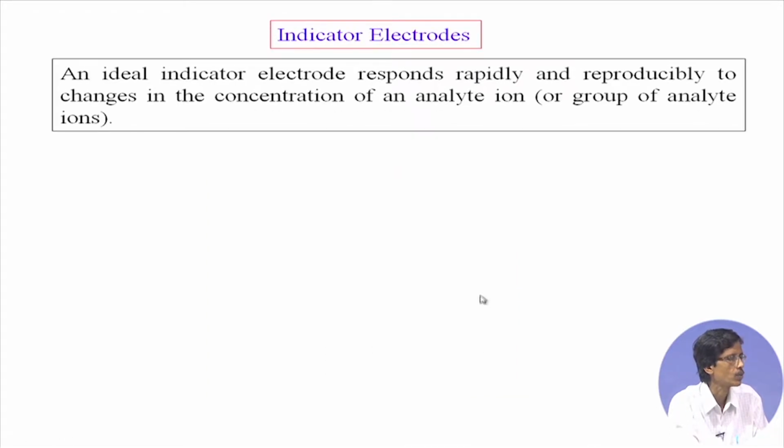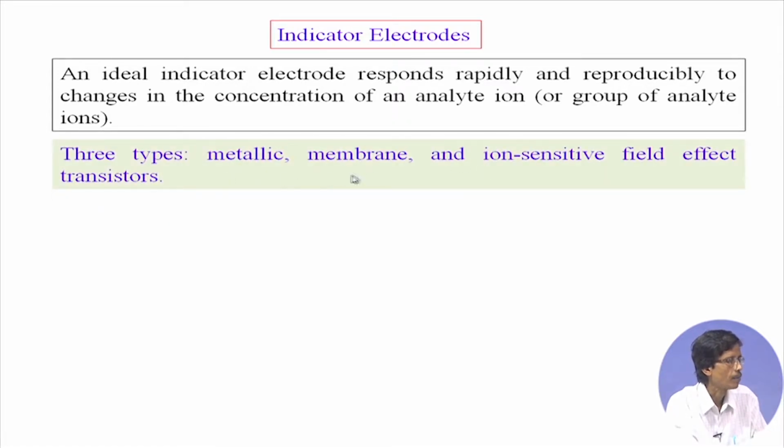So, the indicator electrodes show rapidly reproducible changes with the concentration of the analyte. So, what is the typical definition for that? You can have all these types of things: the metallic, the membrane, and ion selective field effect transistors. So, we can take the help of the electronics people for the sensitivity of those. We know that if we try to monitor or measure a very small amount of electricity or current, we will not take the help of an electrical engineer, we will take the help of an electronics engineer.